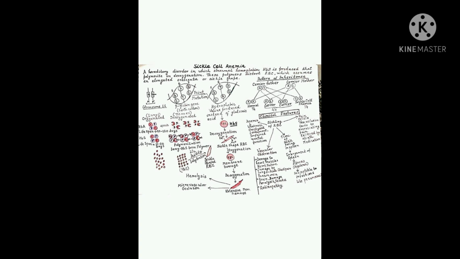And because of this extensive membrane damage, the sickle cell RBC undergoes hemolysis, it undergoes breakdown. So here the RBC ruptures very quickly, and the lifespan of the RBC reduces to 10 to 20 days. So instead of 90 to 120 days, the lifespan of this sickle shaped RBC reduces to 10 to 20 days.